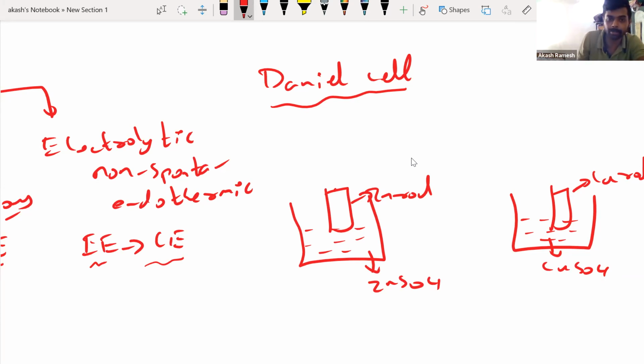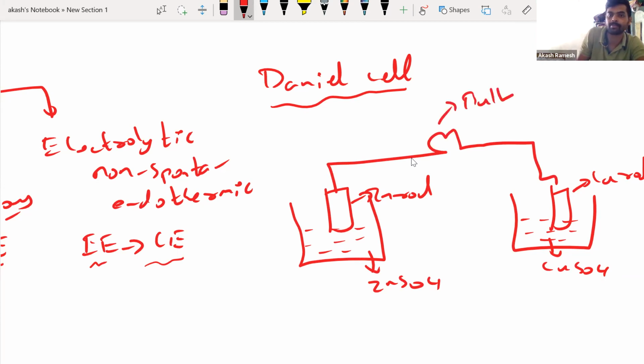So I have to check whether any current or voltage is getting produced. For that purpose, I put a bulb. This is a bulb, just to check whether any electricity is coming or not. Obviously, if the electricity comes, the bulb will glow. If not, it will not glow.